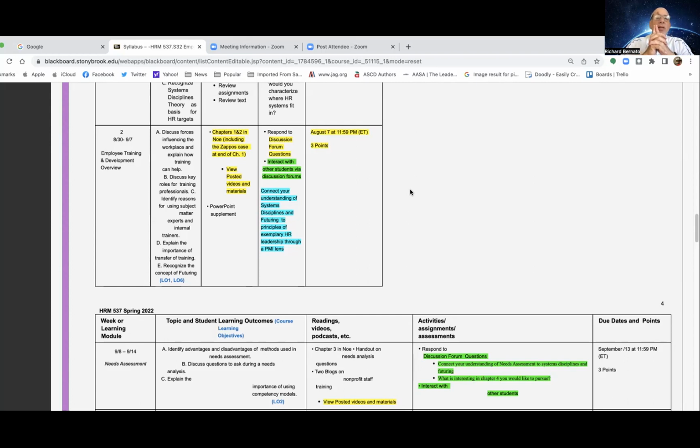That's the first piece. The second piece is that discussion question. You see the discussion question here. It says, connect your understanding of systems disciplines and futuring to principles of exemplary human resource leadership through a PMI lens. Now, there's 2 or 3 things going on there. When you first look at that question, you may think, oh, well, he's just repeating the question from the first week, which, by the way, everyone did a spectacular job on. I was most impressed with the level of the responses and the quality of the responses and the complexity of the responses that you gave me and that you gave each other.